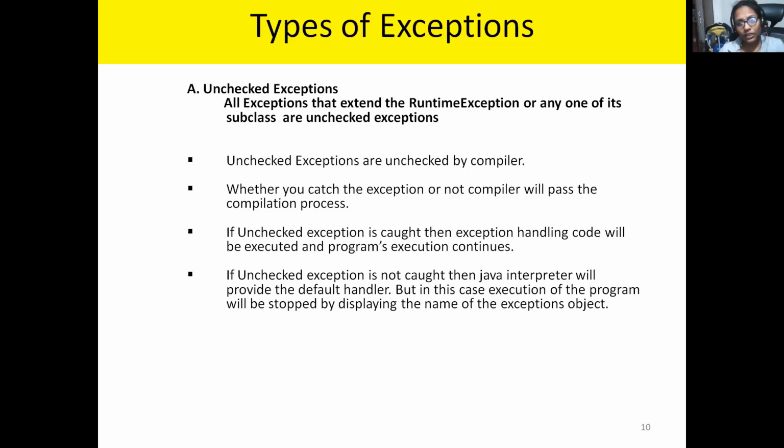We saw in the last video an example for ArithmeticException. We didn't handle the exception in that, but the system took care of it. At the time of compilation, we didn't get any errors, but at runtime we got the exception details. Why? Because we have a default exception handler. If an unchecked exception is not caught, the Java interpreter will provide the default handler. In this case, execution of the program will be stopped by displaying the name of the exception object. So at the time of execution, it will show the name of the object, like the ArithmeticException that we got, and it displayed that.